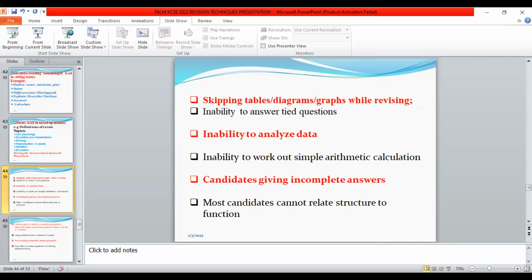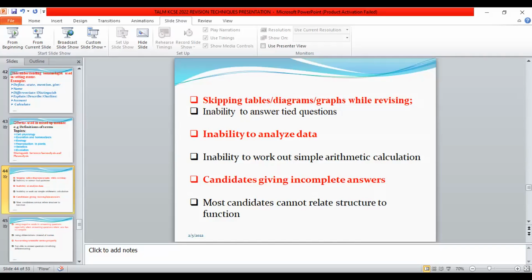Another reason is that our candidates are not able to work out simple arithmetic calculations, and this is, of course, due to a negative attitude towards mathematics. So as biology teachers, please let us assist the mathematics teachers to ensure that our students change their attitude towards mathematics. Similarly, even when it comes to English, those teachers who teach English, please, we also need to work with them, because once our candidates are poor in English, it is also going to translate to our candidates not understanding the information, not understanding the content, or even not understanding the statement of the questions that they are given in the exam.